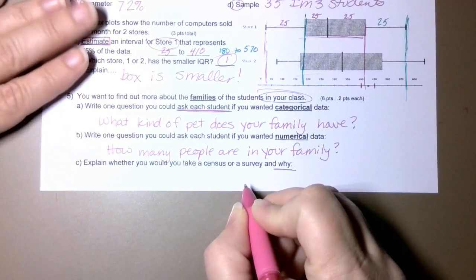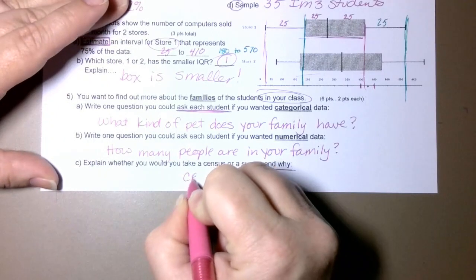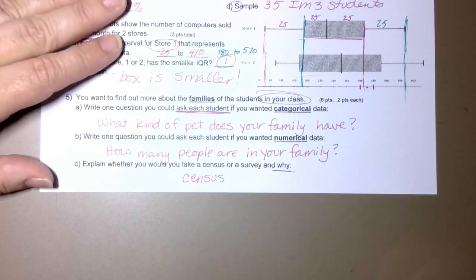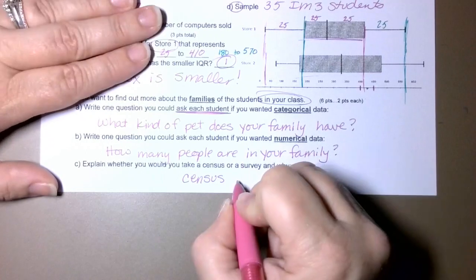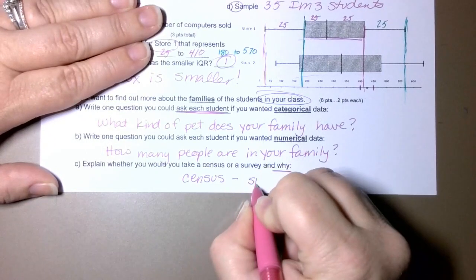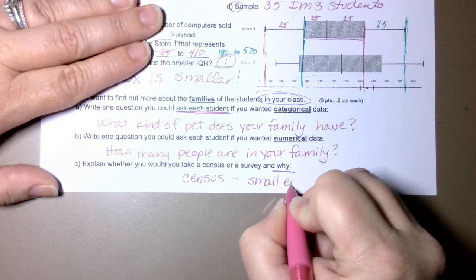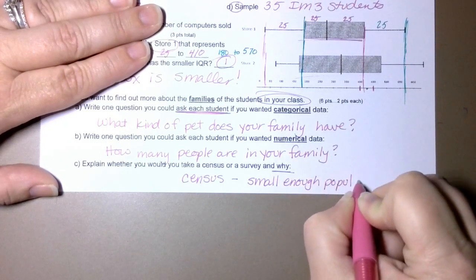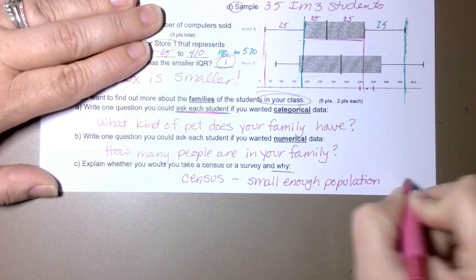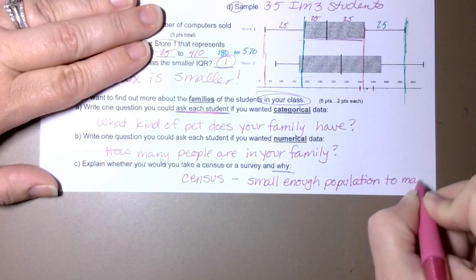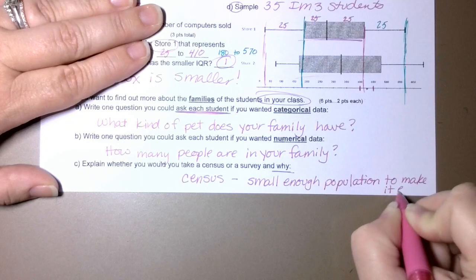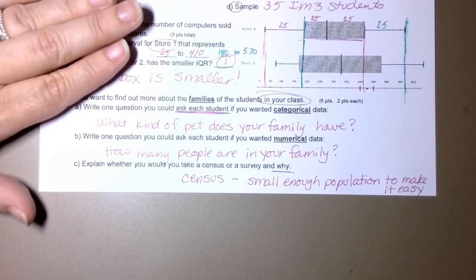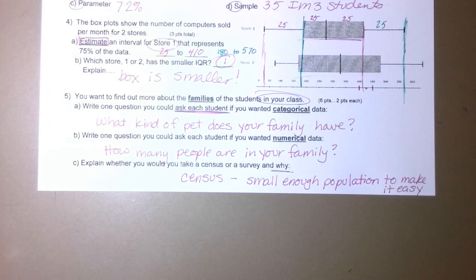So if you can and it's reasonable, you would want to take a census, because it's a small enough population to make it easy, something like that. Okay, so? All right, let's turn it over.